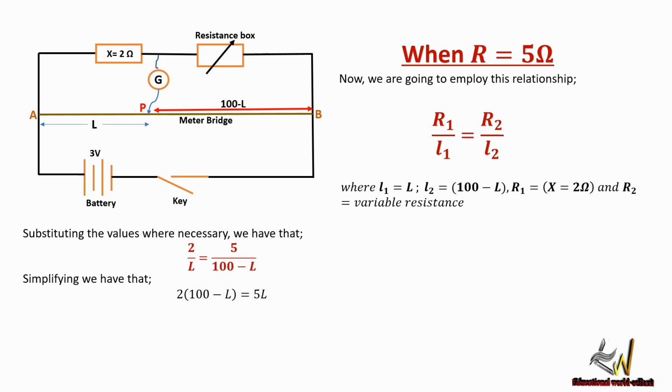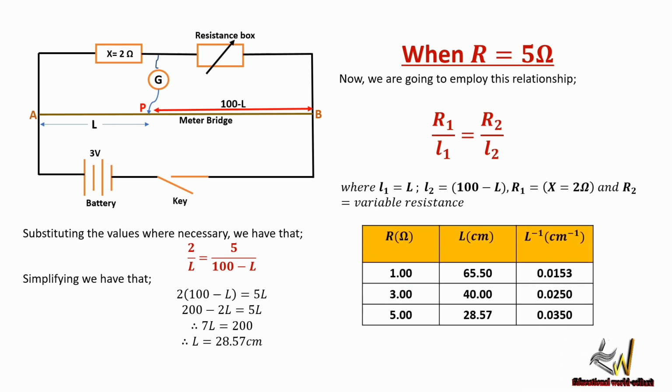Simplifying to evaluate the value of L, we now have that 200 minus 2L is equal to 5L. So it means that L is equal to 28.57 centimeters. So we now move over to our table of values, and inputting it, we have that when R is equal to 5 ohm, L is equal to 28.57 centimeters, and the inverse of L is equal to 0.035 per centimeter.